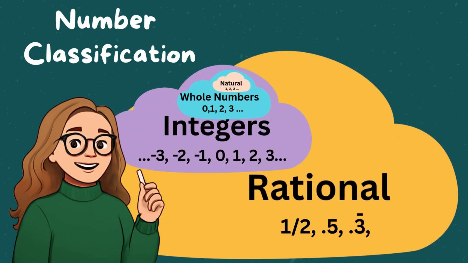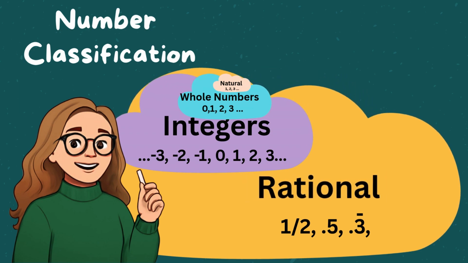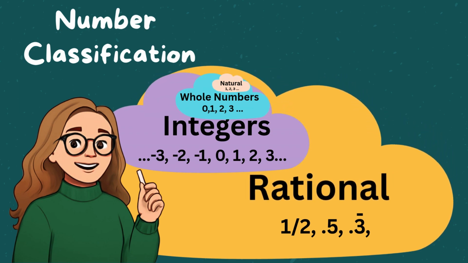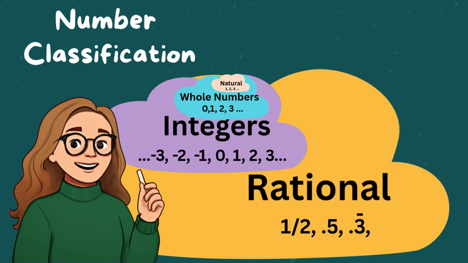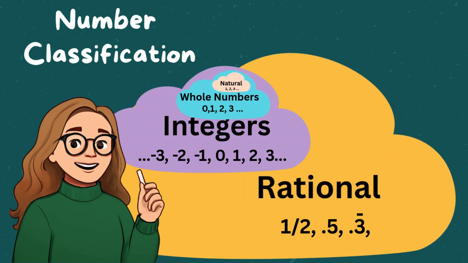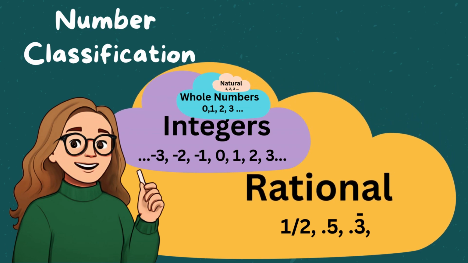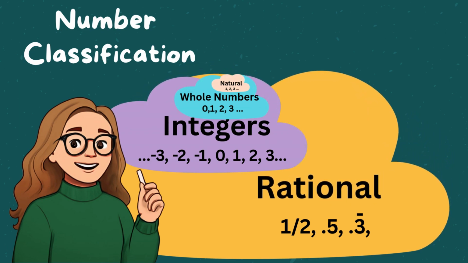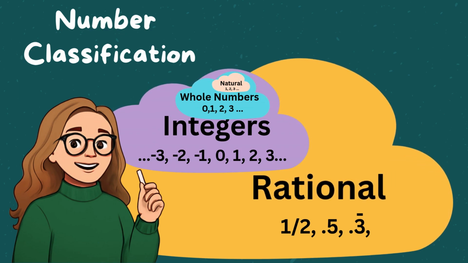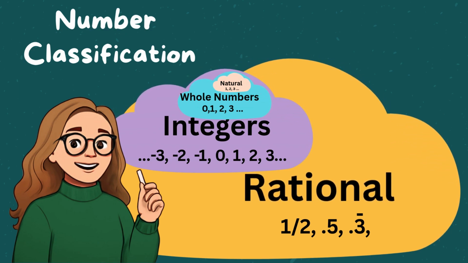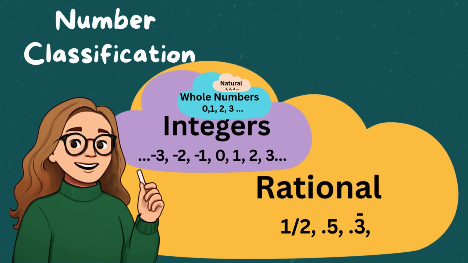Once we go from integers, we get to all rational numbers. Rational numbers can be natural numbers, 1, 2, 3, and 4. They can be whole numbers. 0 is a rational number. They can be integers, so -1 is a rational number. But they can also be all the little numbers in between the integers.